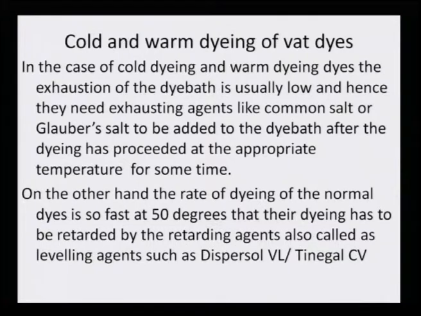On the other hand, the rate of dyeing of the normal dyes is so fast at 50 degrees that their dyeing has to be retarded by retarding agents, also called leveling agents. Sometimes this dye uptake is very fast. Even that is not very good, because it will cause unevenness, as the motion of the fabric may not match with the speed of the uptake. In some places the dye uptake will be more, and in other places poor. So, even that situation is not a happy situation.